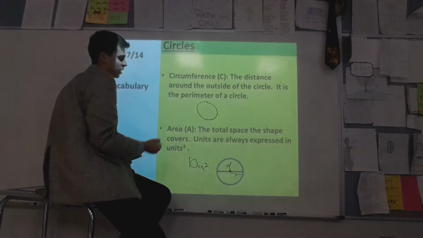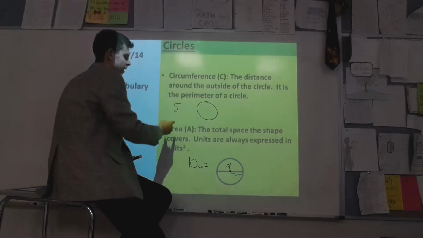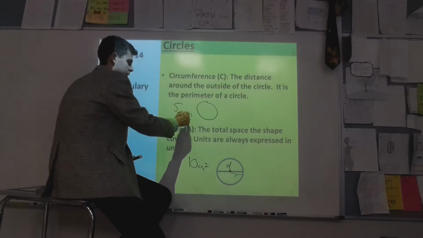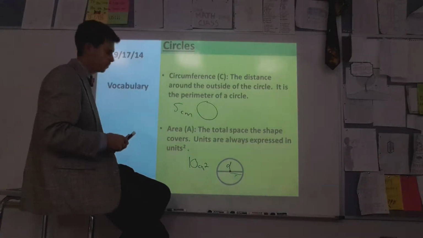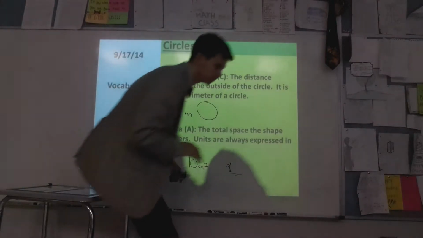If we found the circumference of the circle was 5, not squared, just 5 centimeters. Okay, go ahead and copy these down as well.